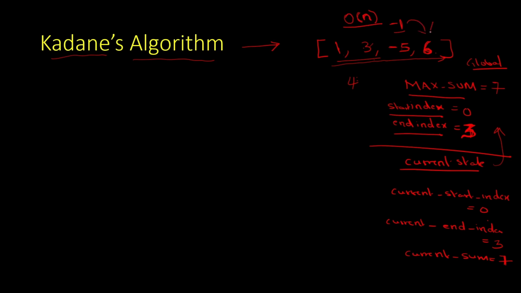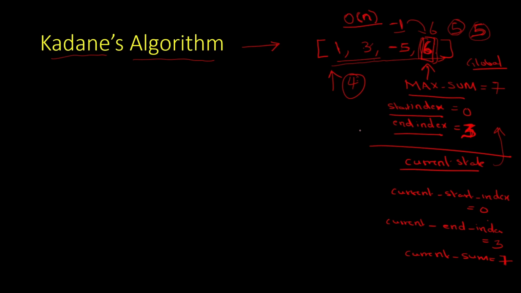Now I'll be coming here, 6. My current sum would be what? Minus 1 plus 6, that is 5. That is greater than my maximum, which is 4. So I would have updated the maximum to 5 and said this is the subarray that has the maximum sum. But the answer is wrong, obviously, because this number by itself is larger than 5, right? So why didn't the solution be 6?